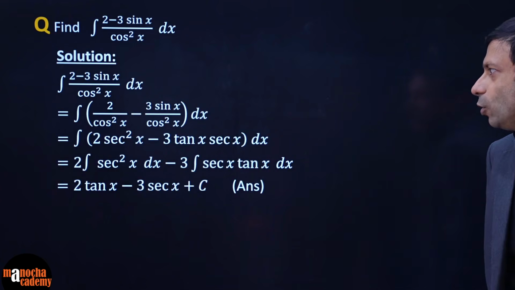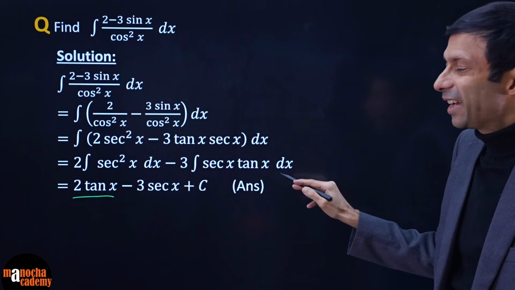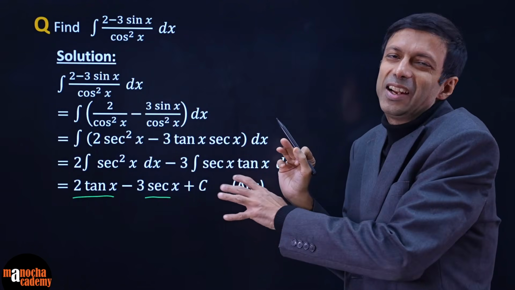Check, check. So there you see, integration of sec square x is tan x and integration of sec x tan x is sec x. There you go. So just a bunch of little trigonometry tricks and the question becomes easy.